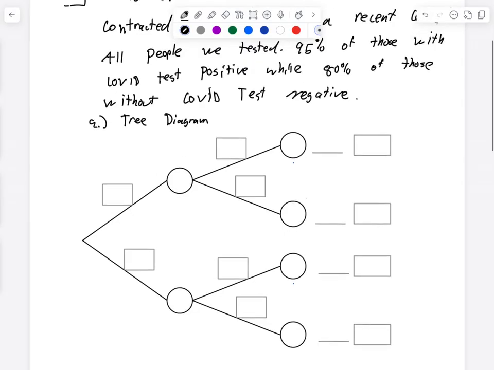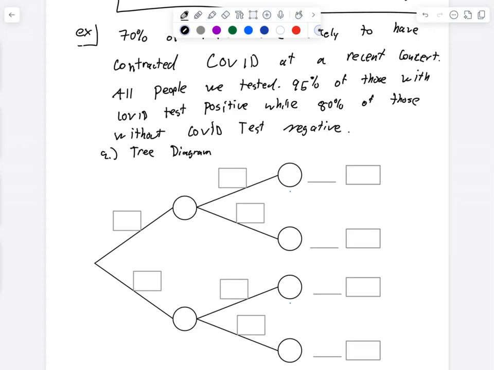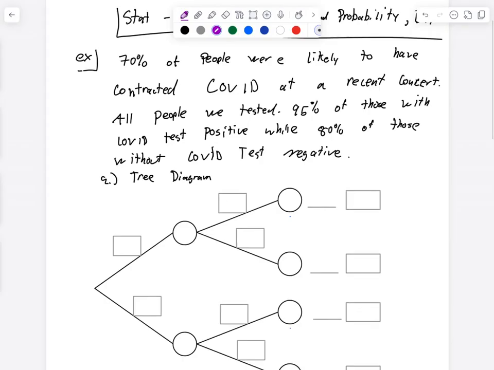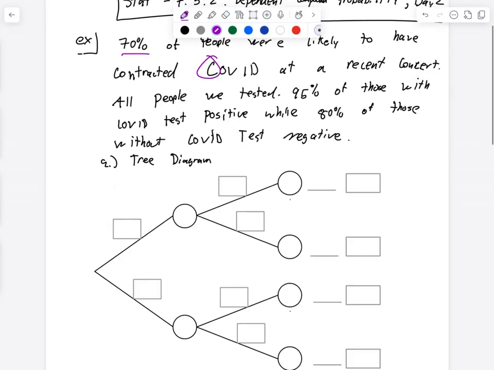So what is the first branch going to be? What letter are we going to use? What is the first thing that I've given? It's not the 95, it's not the positive. It's having COVID, C. Because either they have COVID or they don't have COVID to start with, right? COVID or not COVID. Then the test can come out positive, I'm going to use P for positive, or negative, not P. So positive and negative.